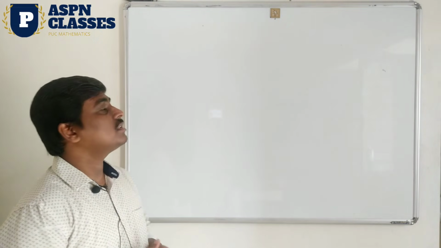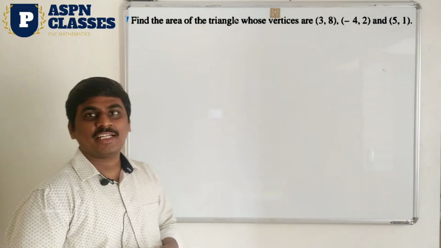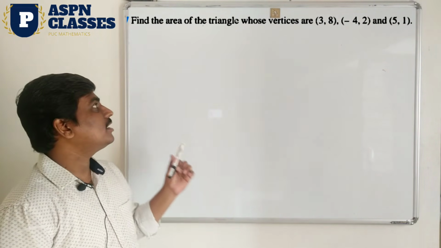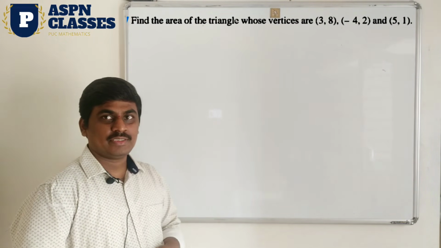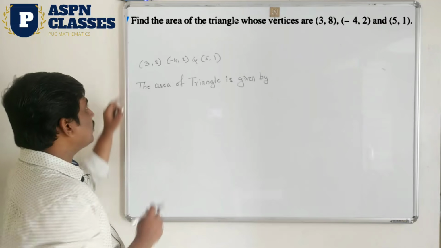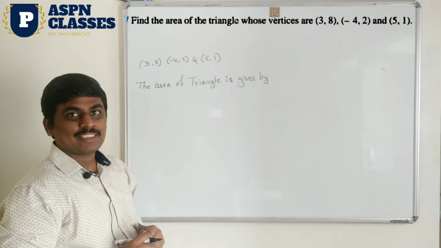First question: find the area of the triangle whose vertices are given here, by using the determinant method. So let us start. What are the vertices here? (3, 8), (minus 4, 2) and (5, 1). Three vertices are given.